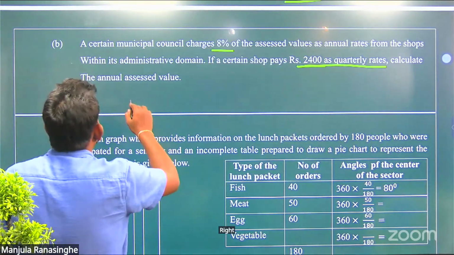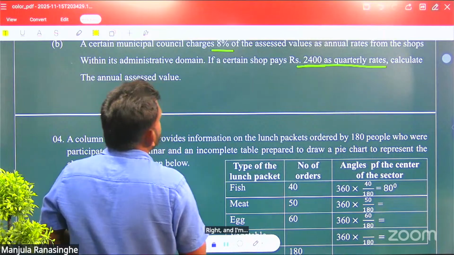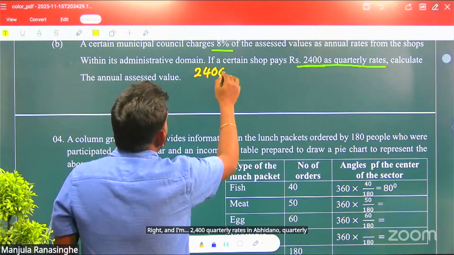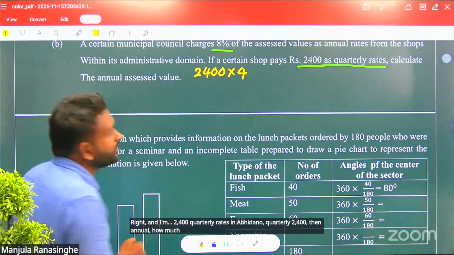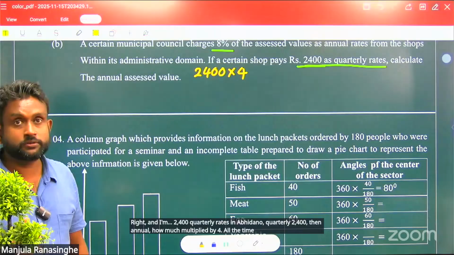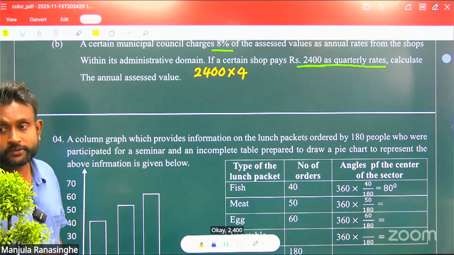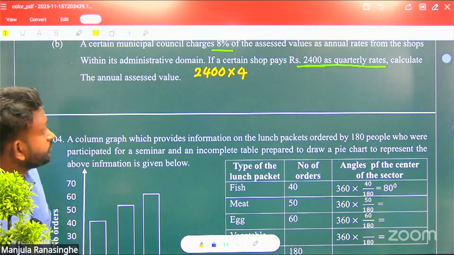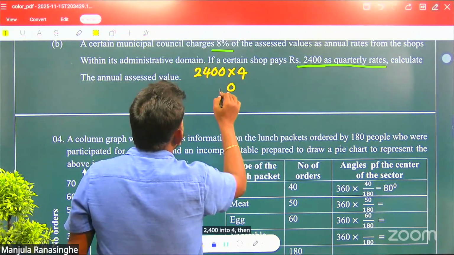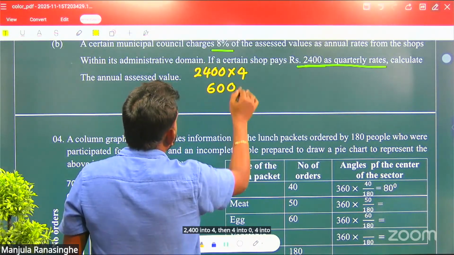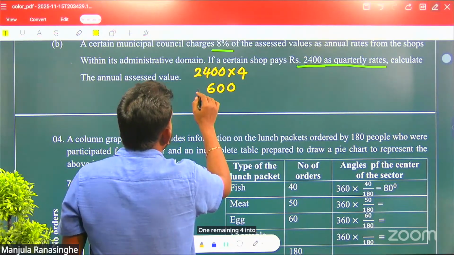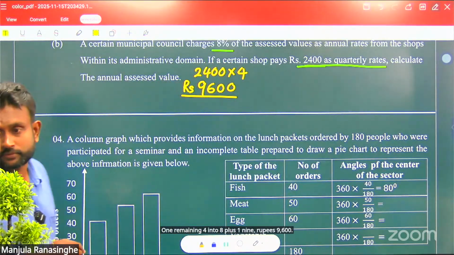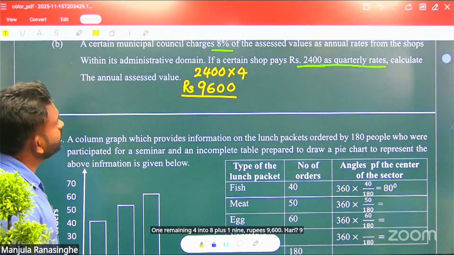Right, then. 2,400 is the quarterly rate, so we know quarterly is 2,400. Then annual, how much? Multiply by 4. Always take the annual. 2,400 into 4. 4 into 0, 0, 0. 4 into 4, 16, 1 remaining. 4 into 2, 8 plus 1, 9. Rupees 9,600 for the annual rate.